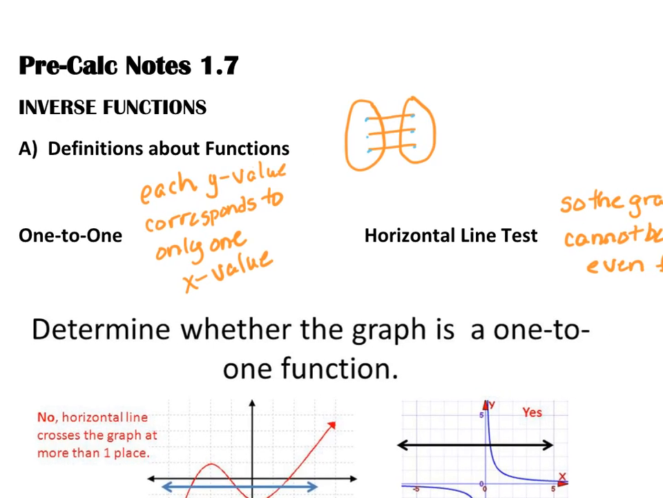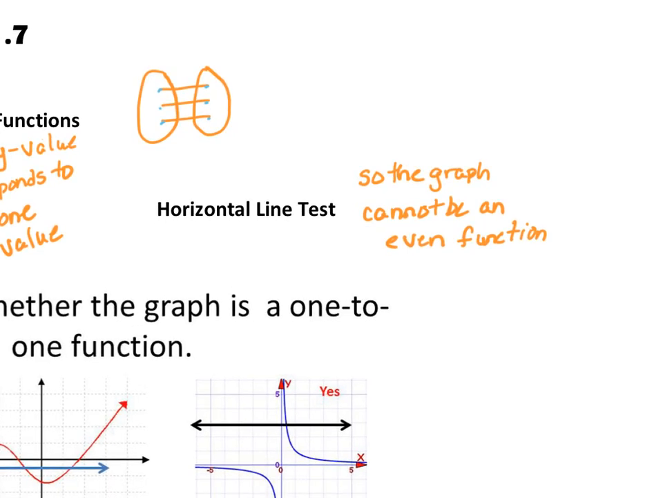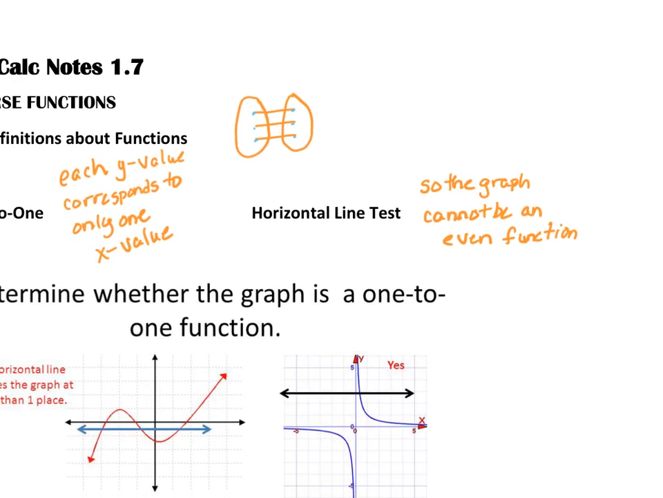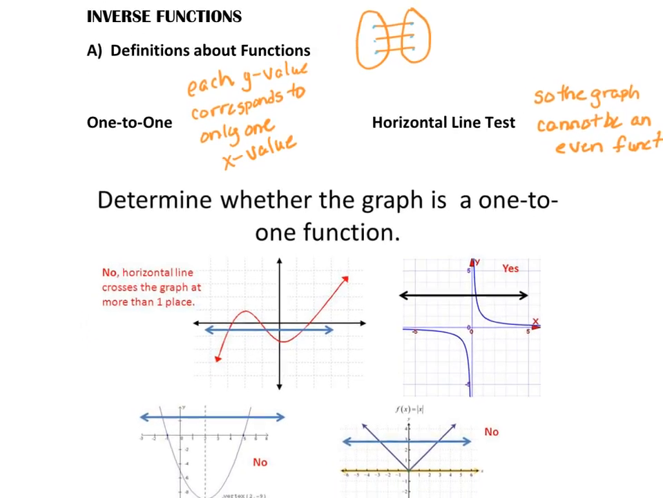In order to check visually on a graph, we want to do the horizontal line test, and that helps us determine whether or not a function is one-to-one. I want you to think about the fact that if we do the horizontal line test, what that's really telling us is that our graph cannot be an even function. So think about the symmetry involved there. If it's an even function, we know it's symmetric with respect to the y-axis. So that would imply corresponding y values. So for it to be one-to-one, it cannot be an even function.